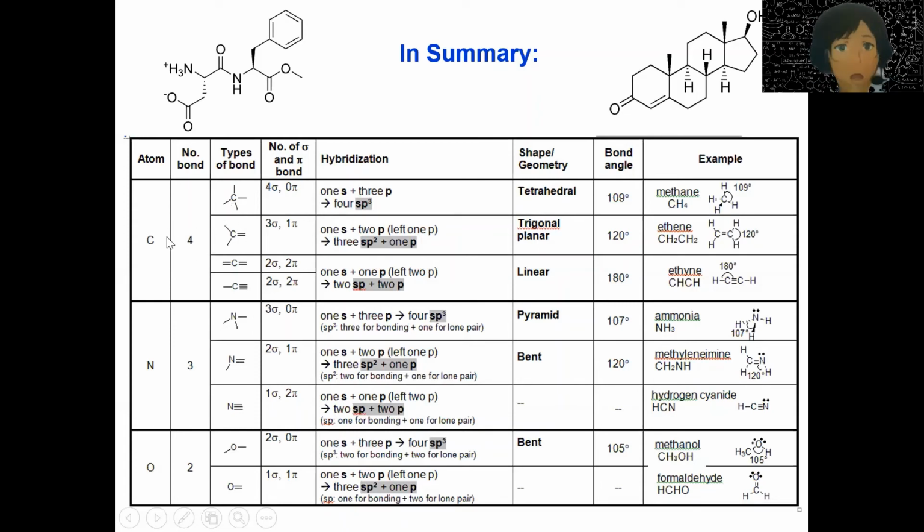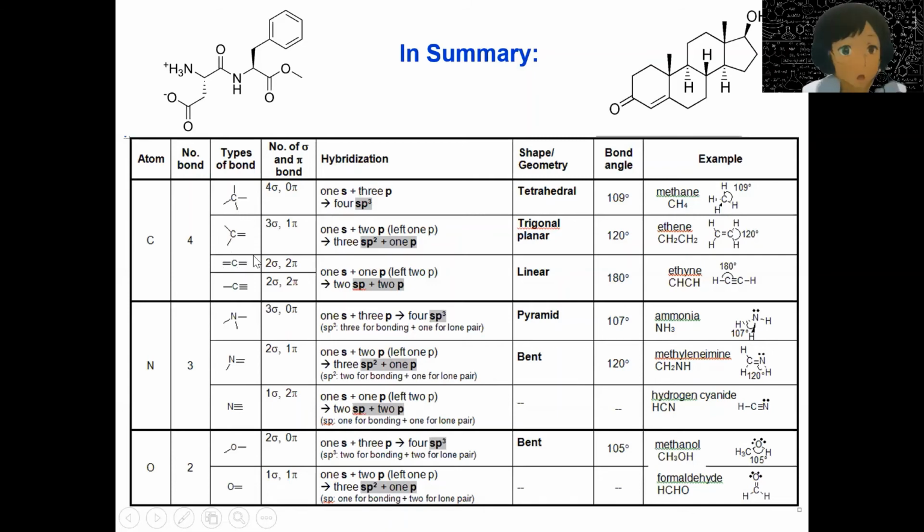So what are the different types of bonds? For 4 bonds, you can actually form 4 single bonds. For 4 single bonds, it will be all sigma bonds, no pi bond. And then you have 1 double bond and 2 single bonds. For 1 double bond and 2 single bonds, in total it will be 3 sigma and 1 pi bond.